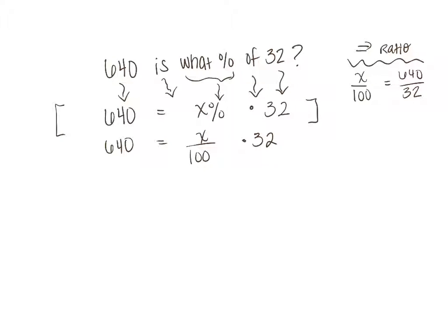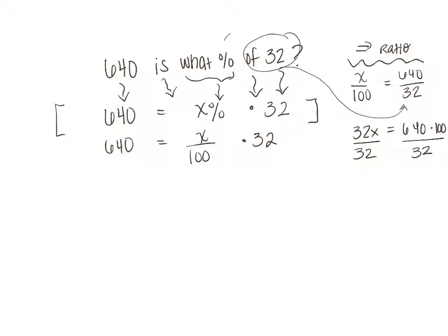All right, let's look at this. Notice that 640 is what percentage? So it's going to be some part of 32. So my of 32 is going to be my bottom here. Let's just double check this. Remember that 32x is 640 times 100. All right, I'd have to divide by 32 and do that again here. So x equals 640 times 100 over 32.